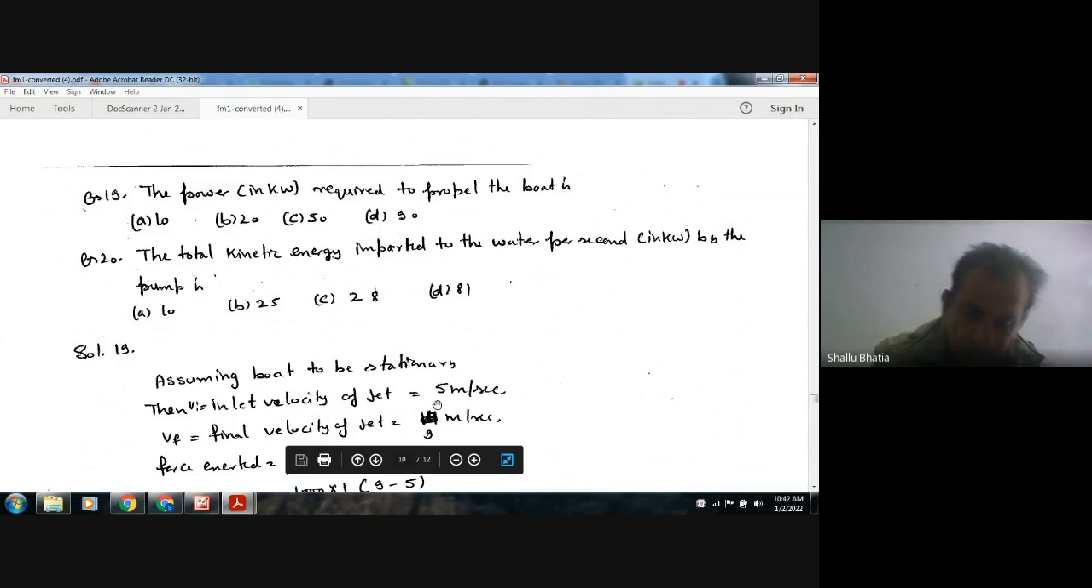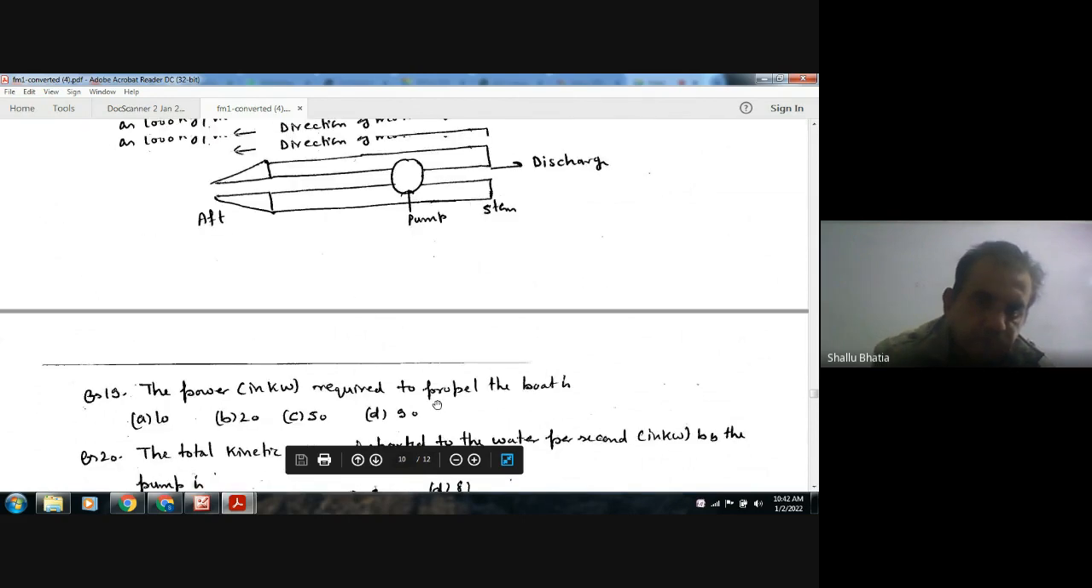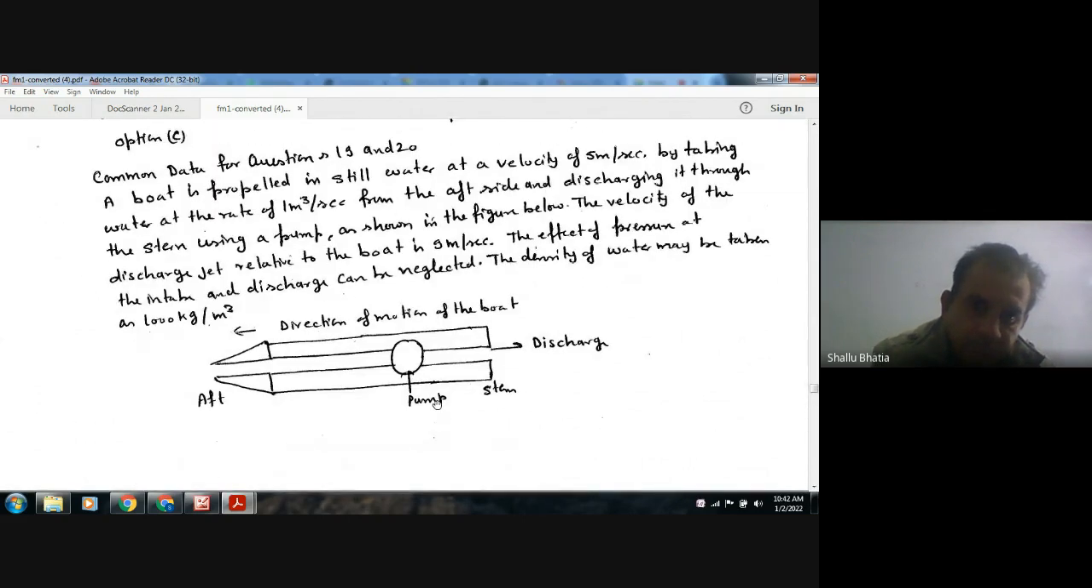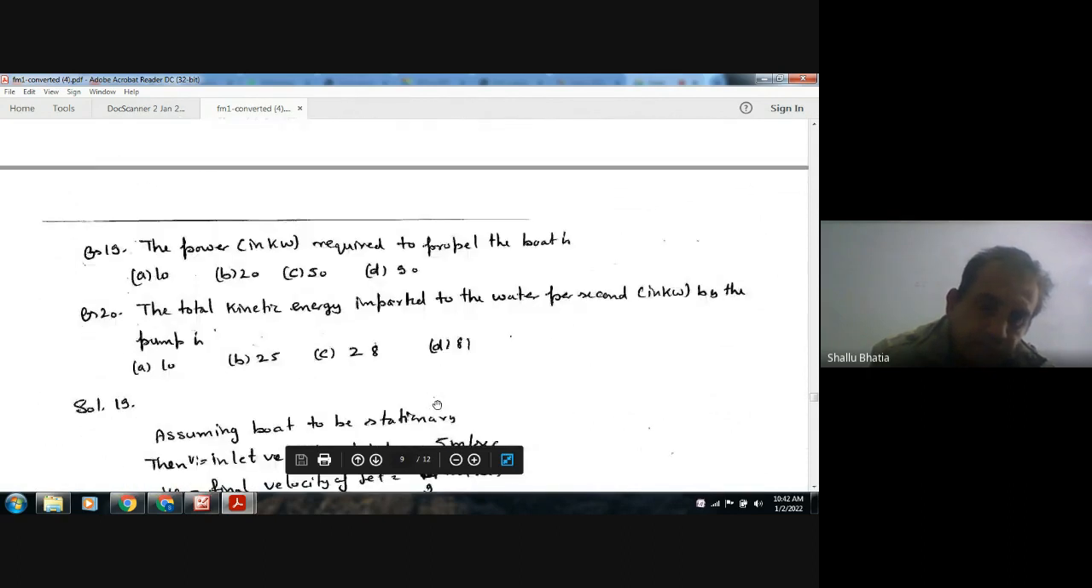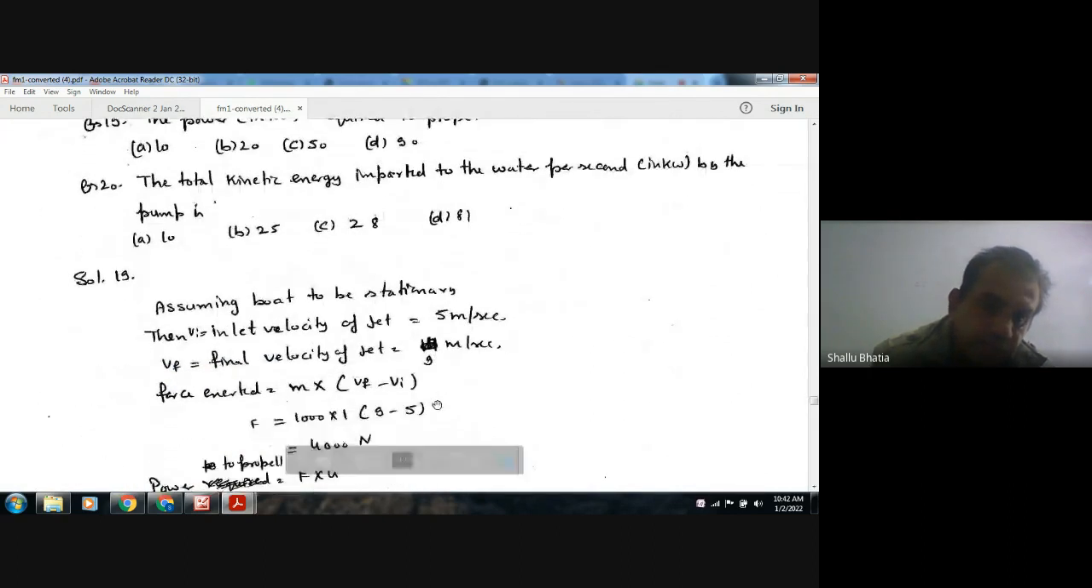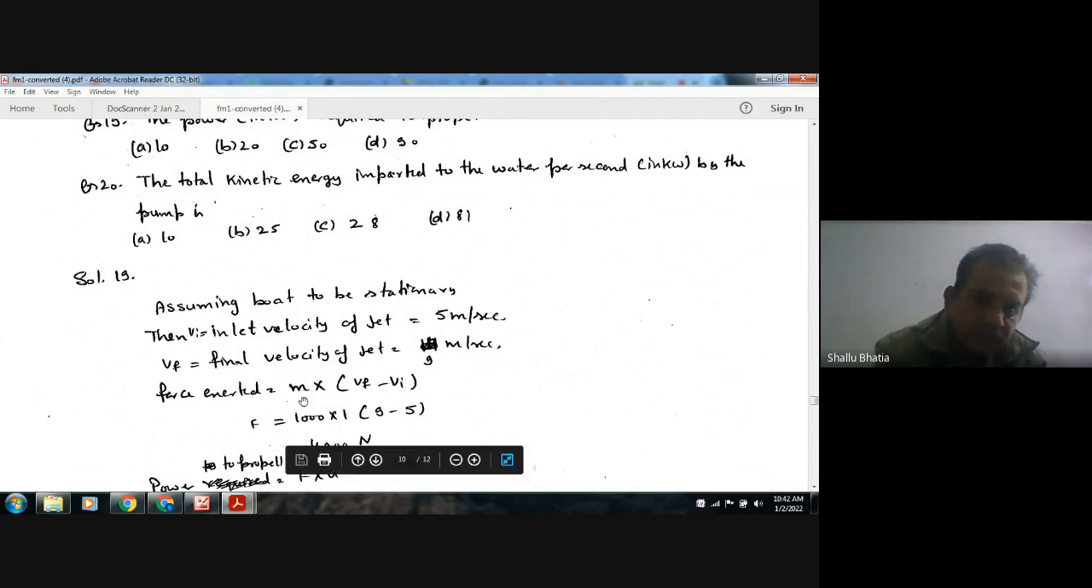So then the inlet velocity of water is 5 meter per second. Okay. So add 5 meter per second, and the velocity relative to the boat, as the boat is stationary. So the final velocity of the jet will be 9. Okay, because we are assuming that the boat is stationary, the relative velocity will be the same. Relative velocity of the jet will be the same as the actual velocity of the jet. Okay. So this is the initial velocity. This is the final velocity. And the mass flow rate is 1000.